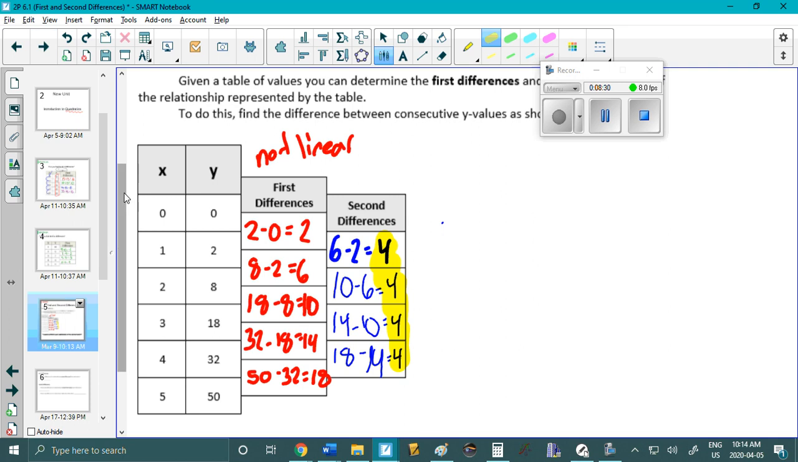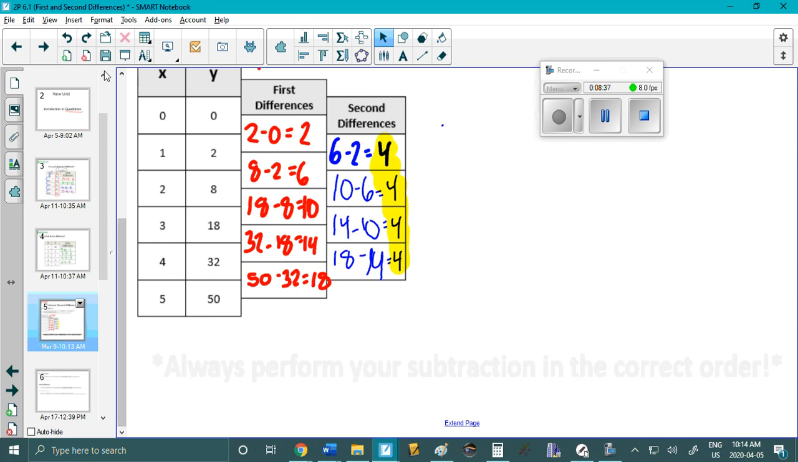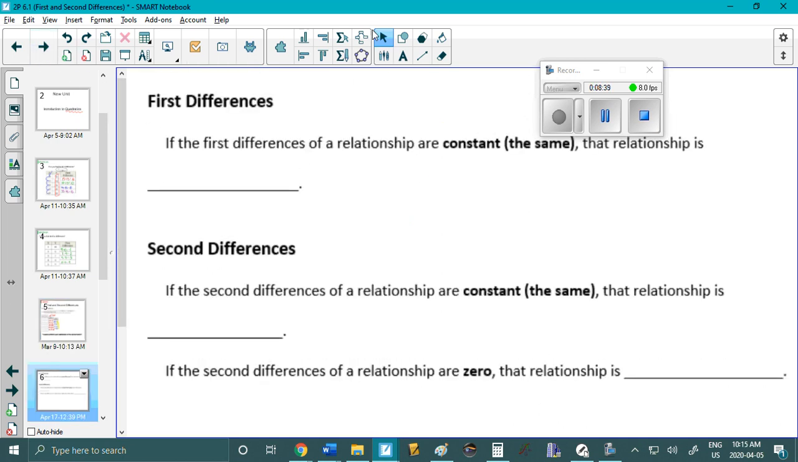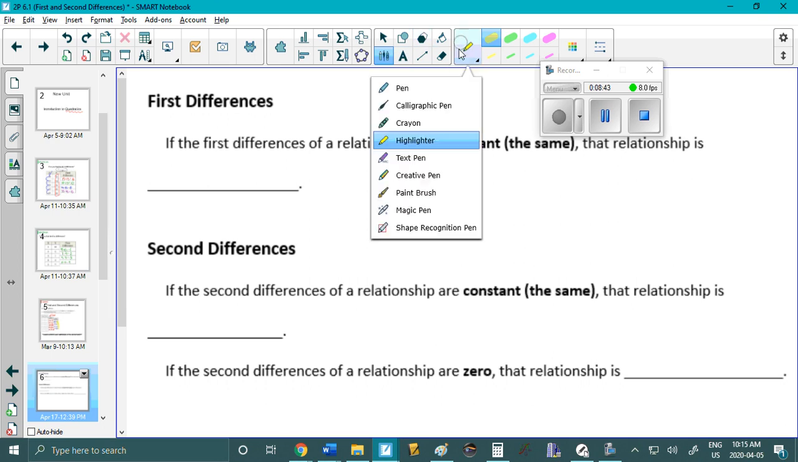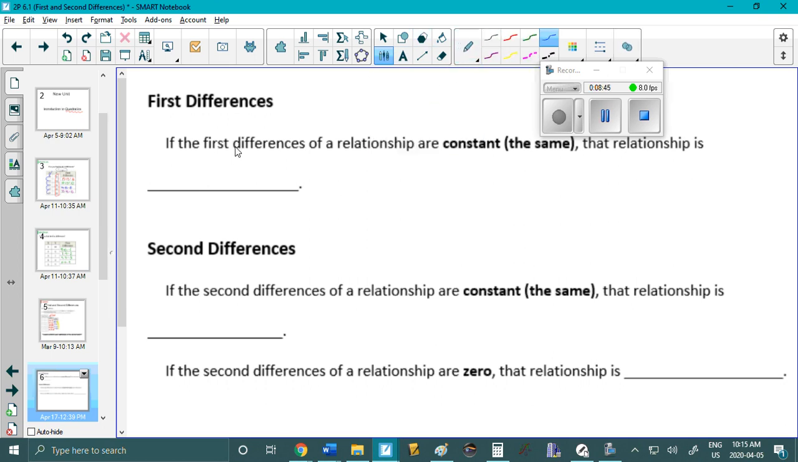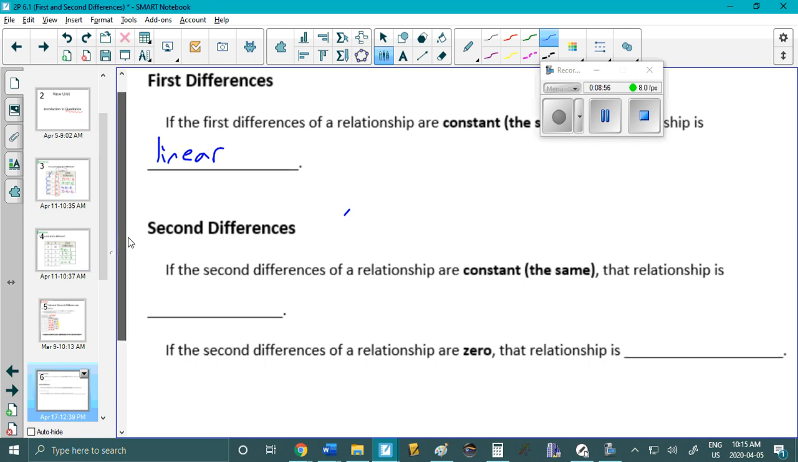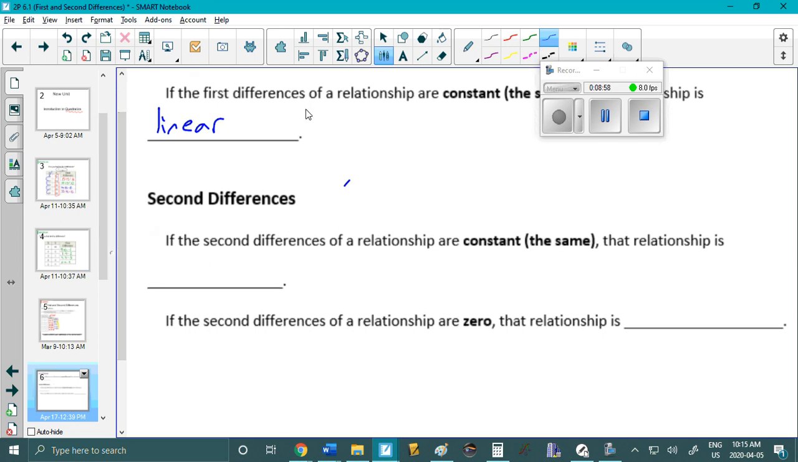But your lesson for today basically is this. If the second differences are all the same, it's quadratic. Let's fill in this note here. All right, the first part is the grade 9 part. I've said it a few times. If the first differences of a relationship are constant or the same, that relationship is linear. If the second differences of a relationship are constant or the same, that relationship is quadratic.